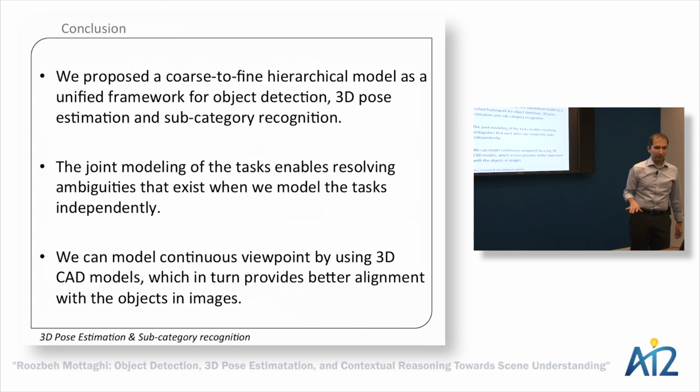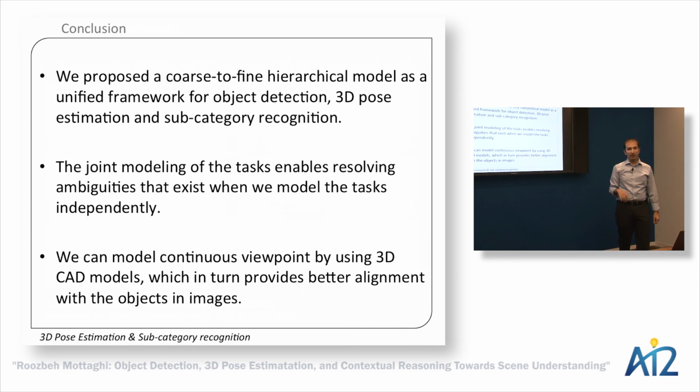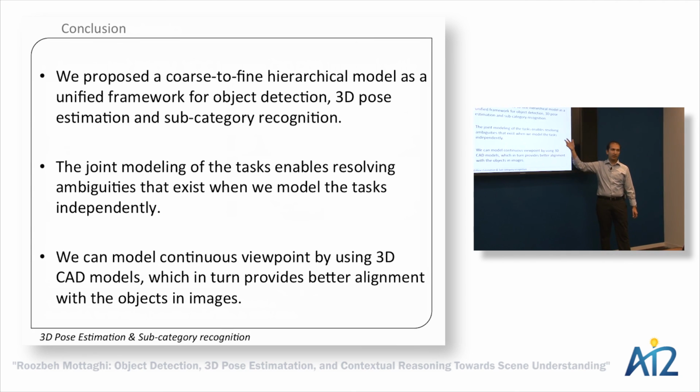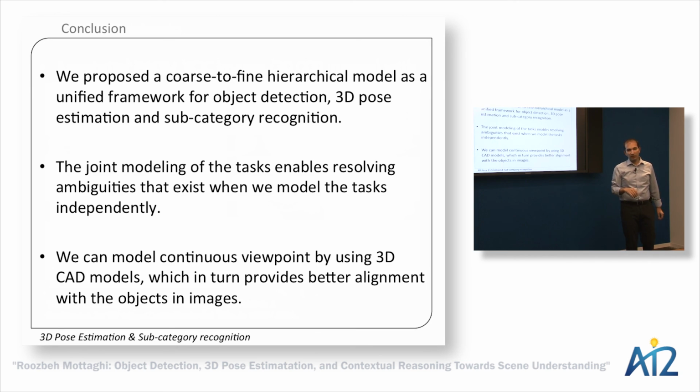Just to conclude this part of the talk, we propose a coarse-to-fine hierarchical model as a unified framework for object detection, 3D pose estimation, and subcategory recognition. The joint modeling of these tasks enables resolving ambiguities that exist when we model these tasks independently. And also, we can model continuous viewpoint, which is not possible to do with discrete classifiers and so on.